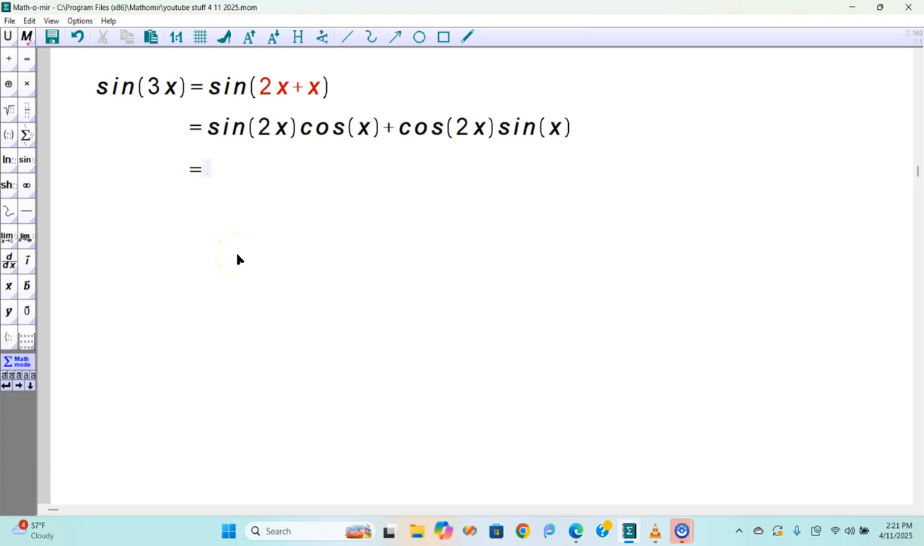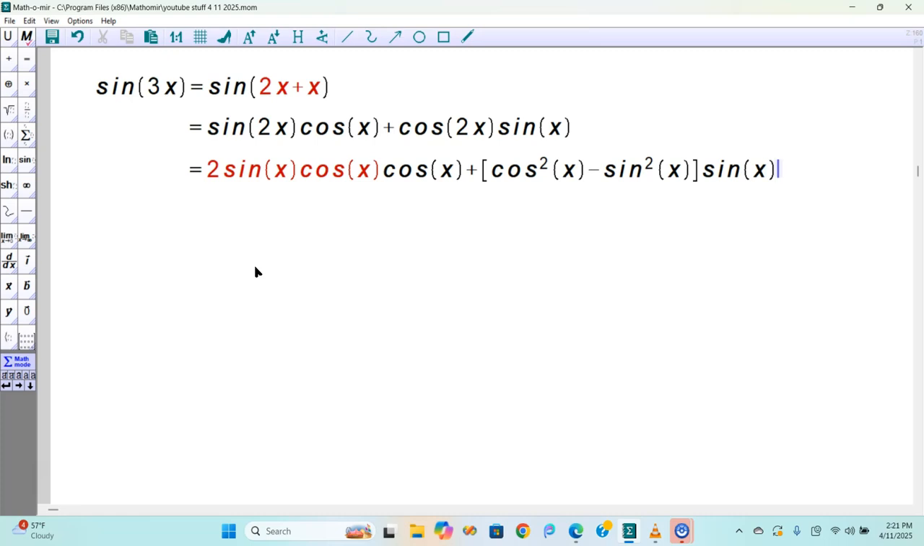Now for sine of 2x, you can write 2 sine of x cosine of x. So I'm rewriting, this is the red part here, okay? And I'm keeping the cosine x as it is. And then cosine of 2x you can replace with cosine squared of x minus sine squared of x, and then sine of x this way. So this is the part that I'm updating right here.